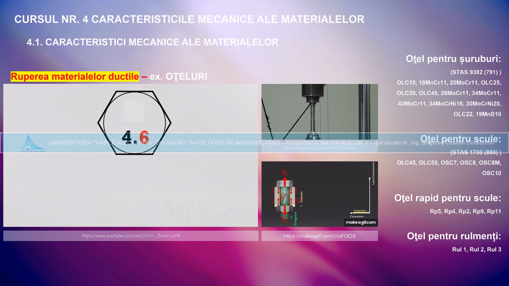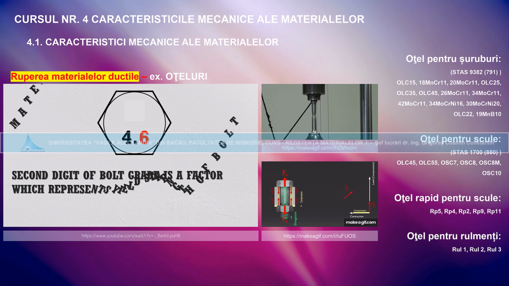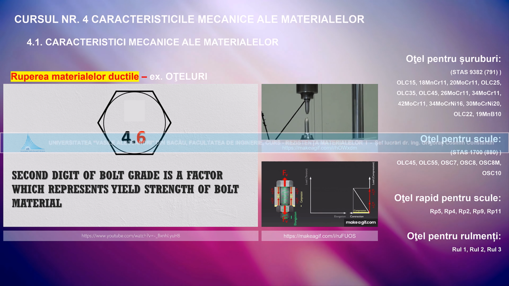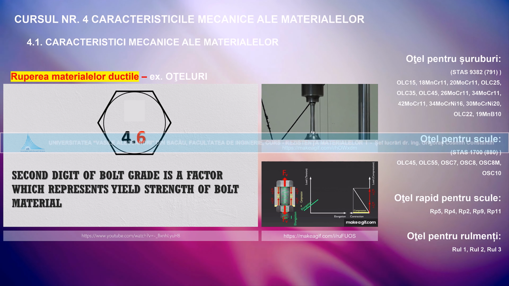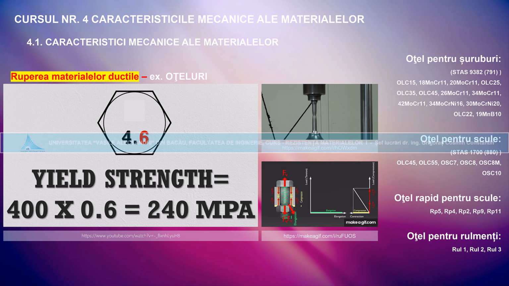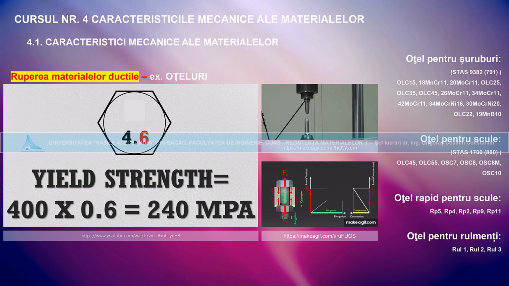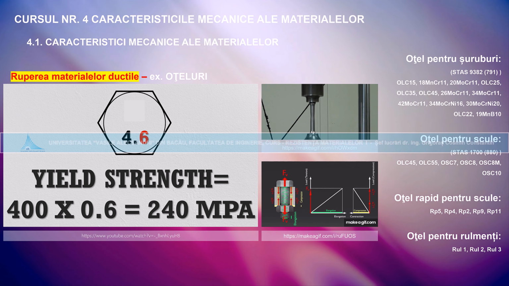The second digit of bolt grade is a factor which represents the yield strength of the bolt material. For example, a bolt having property class 4.6 means the yield strength of the bolt is equal to 60% of the nominal tensile strength, which is 240 megapascal.